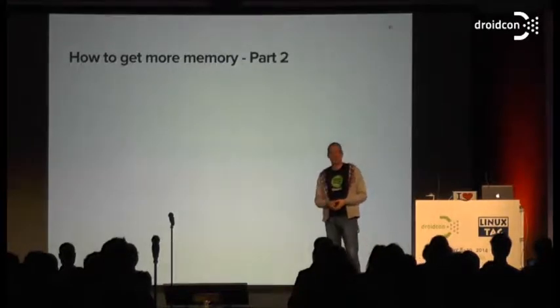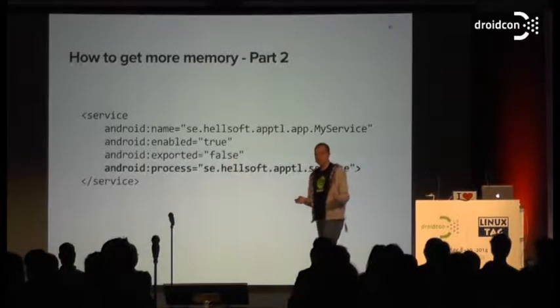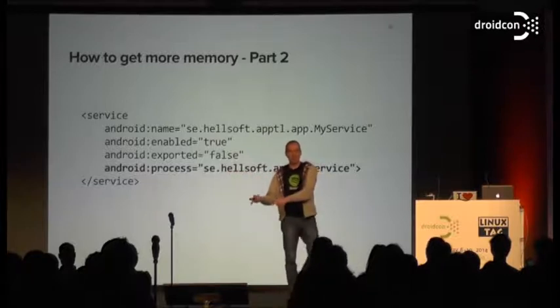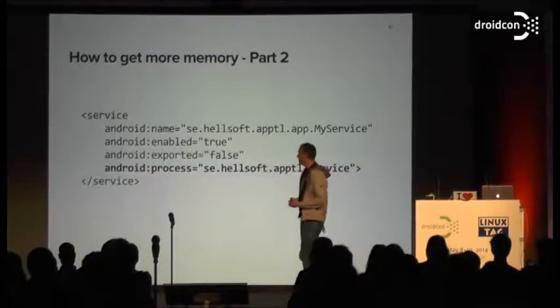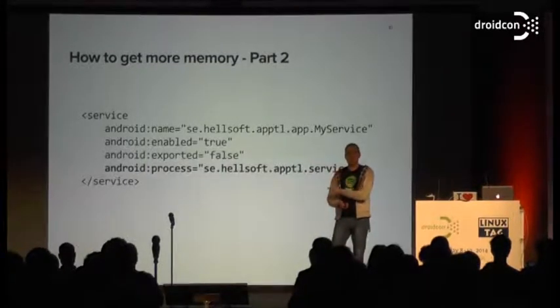Second solution. Anyone thought about that? You get two VMs, double the heap space. Combine that with a large heap, you get a lot of memory. Okay, that's cool. That's actually probably one of the most useful things.